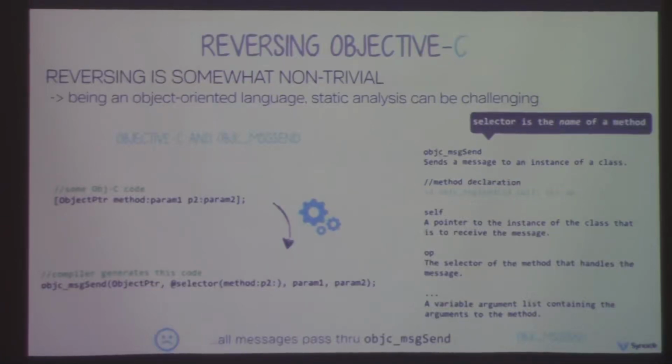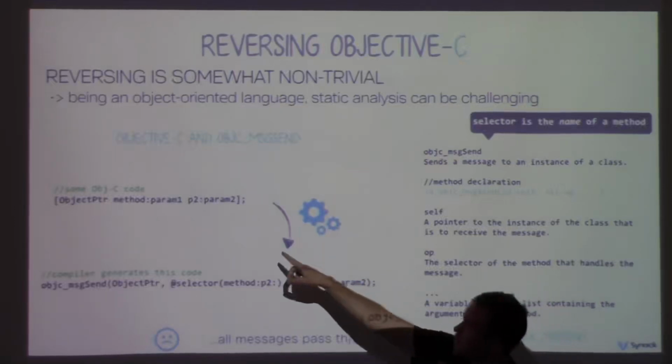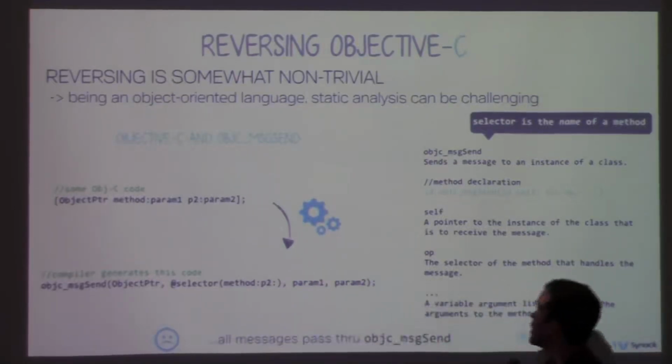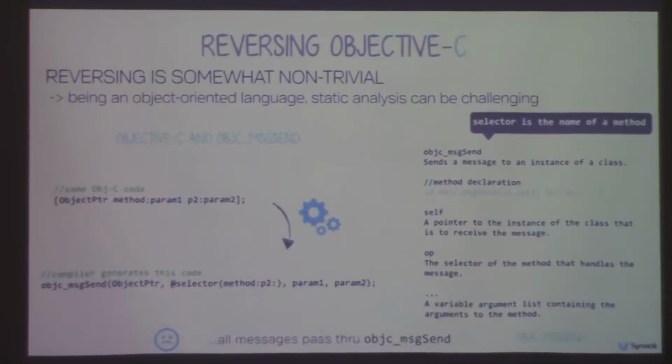Well, it turns out that whenever you write Objective-C source code, when you click compile, the compiler will generate code that changes the call to go through objc_msgSend. So here we can see we have our Objective-C code, and the compiler then converts this into a call to objc_msgSend. Now this function is documented by Apple, and so here's the dump from Apple docs.